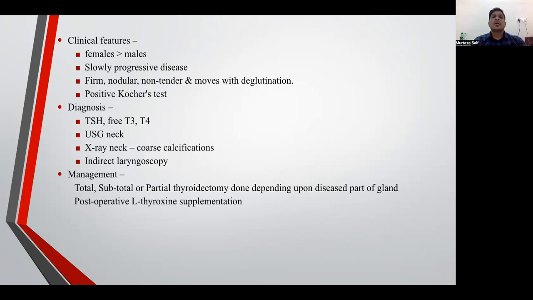Then USG of the neck. Then X-ray neck. There is calcification. You can see the micro calcification, and indirect laryngoscopy should be done. Then management is total, subtotal, or partial thyroidectomy, depending upon the diseased part of the gland. And post-operative L-thyroxine supplementation should be given.